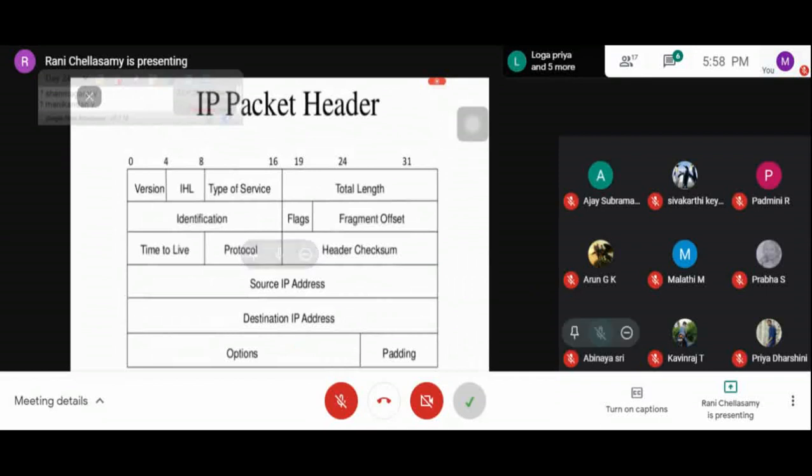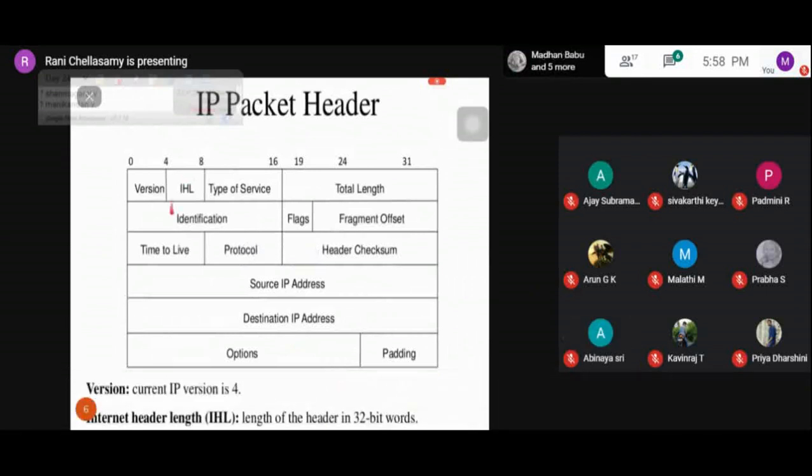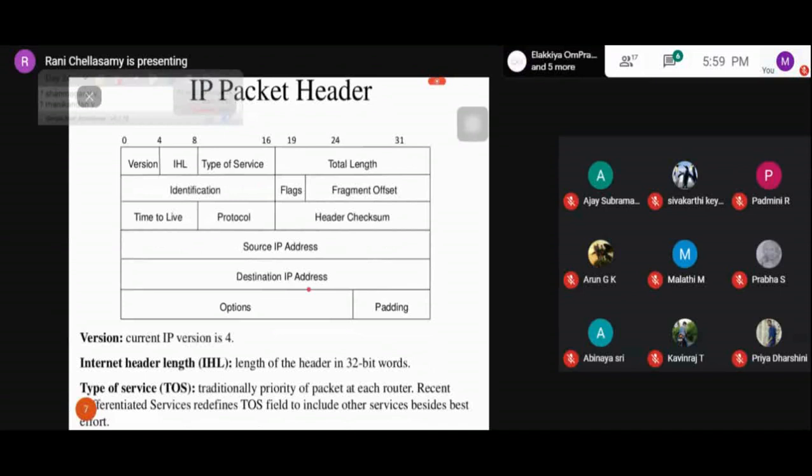The second field is IHL, that is Internet Header Length. This specifies the length of the header in 32-bit words. Coming to the next, type of service, which is an 8-bit word. It usually specifies the priority of the packet at each router. It also specifies that differentiated services are used. It redefines the type of service field to include other services besides best effort.